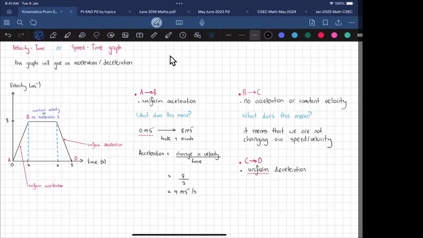So you went from a velocity of 8 meters per second to what? 0 meters per second. So question, do you think that's a positive change or a negative change? A negative change. Right, because deceleration is just negative acceleration.